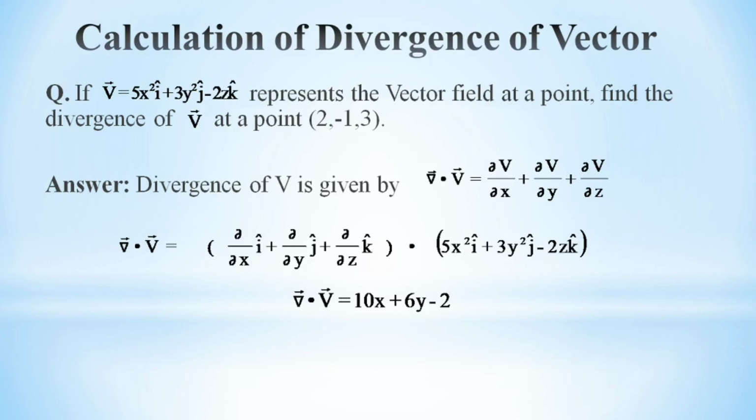We need to find out what is the divergence of V at the point 2 comma minus 1 comma 3. That means whenever x is equal to 2, y is equal to minus 1, z is equal to 3, we have divergence of the vector field. Put x is equal to 2, we get 10 into 2, 20, plus put y is equal to minus 1, 6 into minus 1 becomes minus 6, minus 2, minus 6 minus 2 is minus 8, 20 minus 8 we get 12. That means the divergence of the given vector field at the point 2 minus 1 3 is 12.